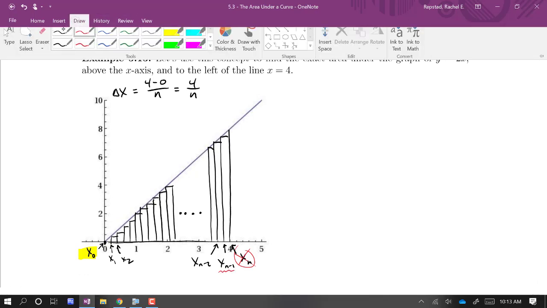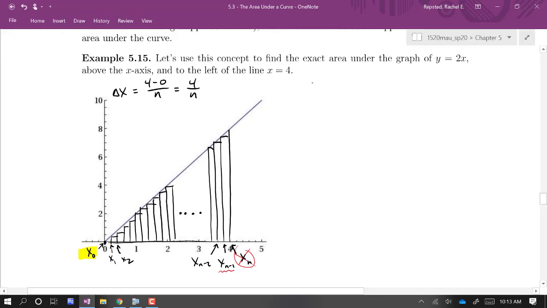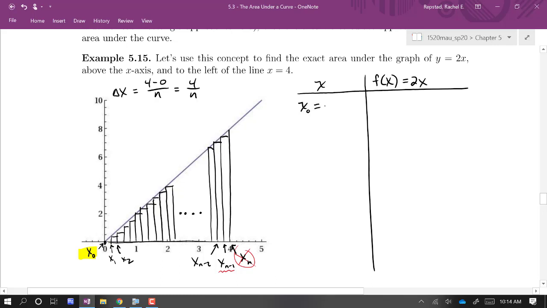So I'm going to arrange this work like we did the last one. I'm going to make a little table. So our function f of x equals 2x. Now, our first x coordinate, x naught, is the one we know for sure what it is. It's 0, and of course its height is going to be 0 there, right? This is the flat line.